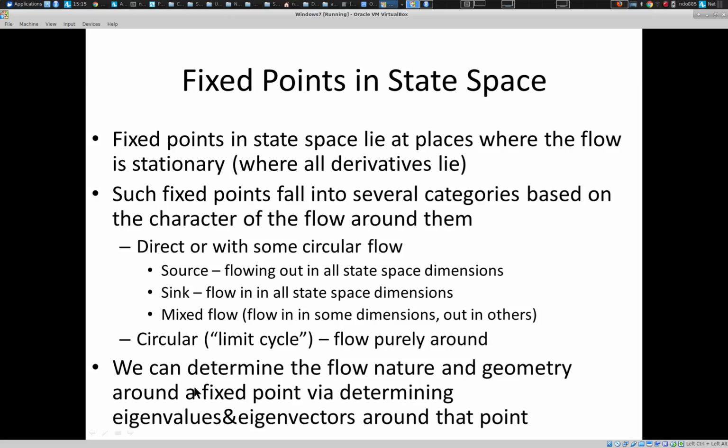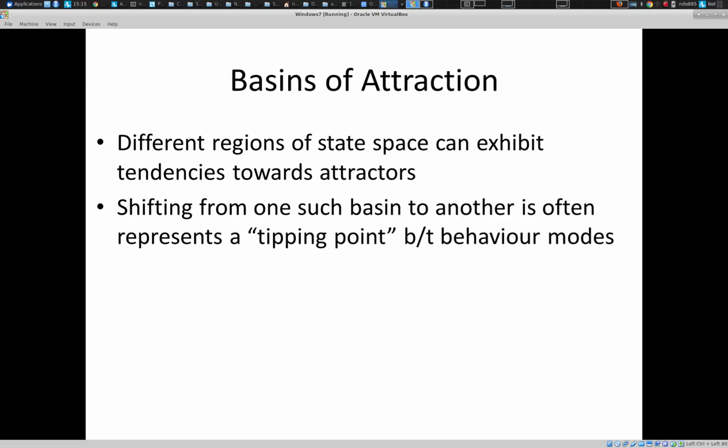We can determine the flow around a fixed point, at a technical level for those who are familiar with it from your linear algebra class, by computing eigenvectors and eigenvalues at that point. We compute at that point what are the eigenvalues and eigenvectors. It will tell us what sort of limit cycle it is.